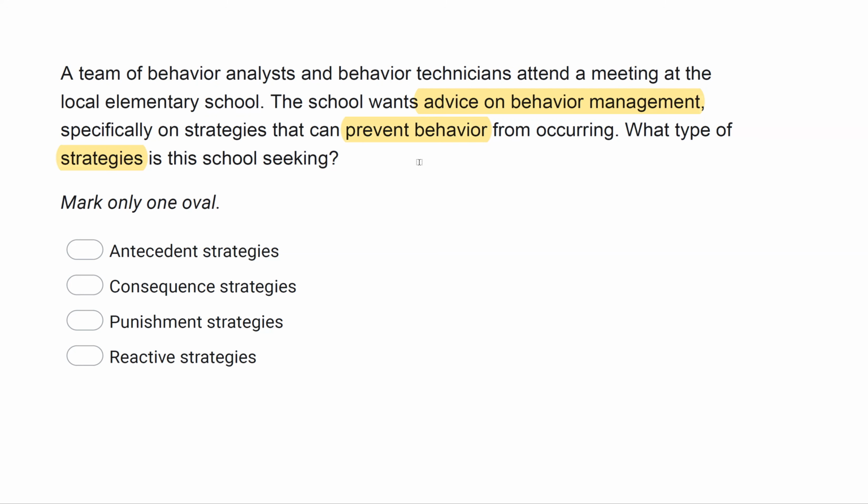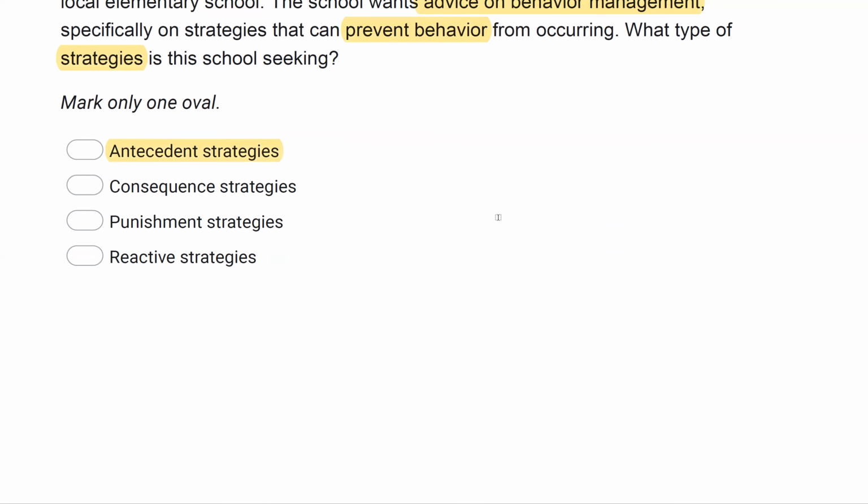C, punishment. Well, punishment is a consequence, right? And we're not using consequences. And then D, reactive strategies. Again, we are preventing behavior. We're trying to use preventative strategies. Reactive strategies, consequence strategies, punishment strategies are all the same thing. The school is seeking antecedent strategies to prevent behavior from occurring.